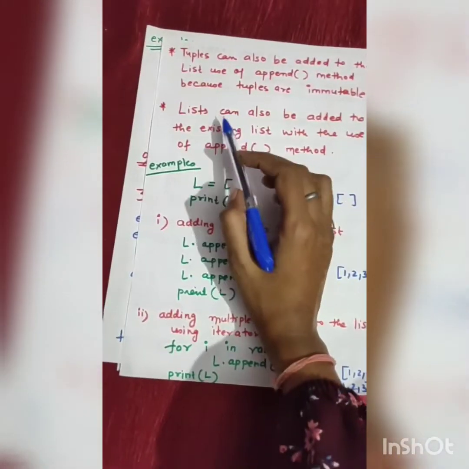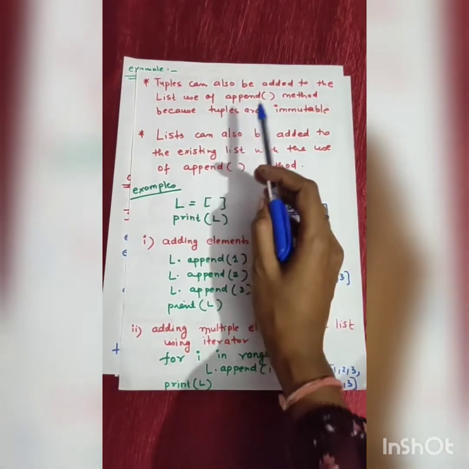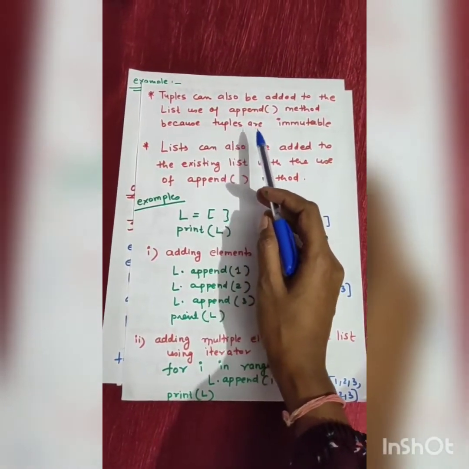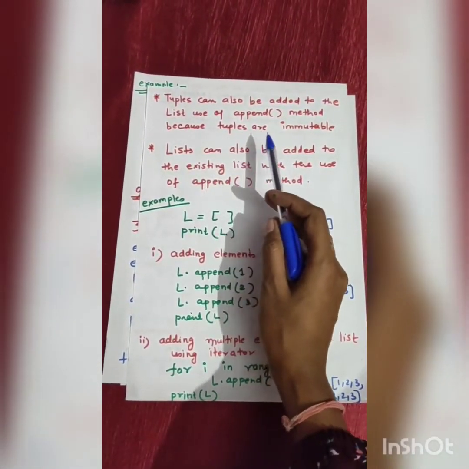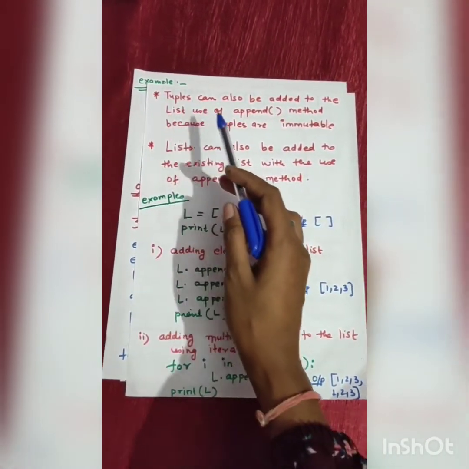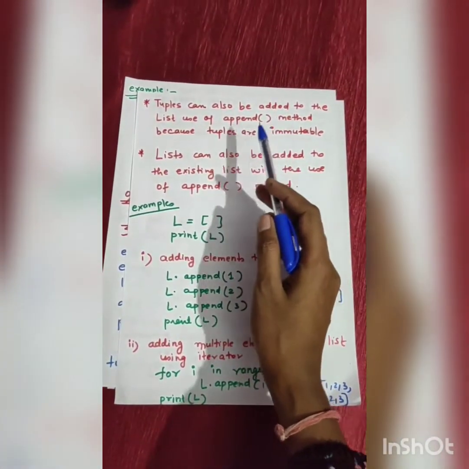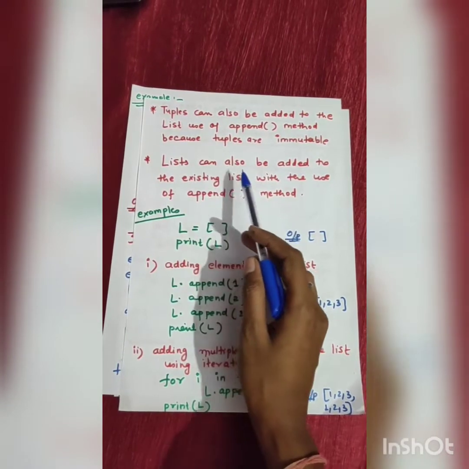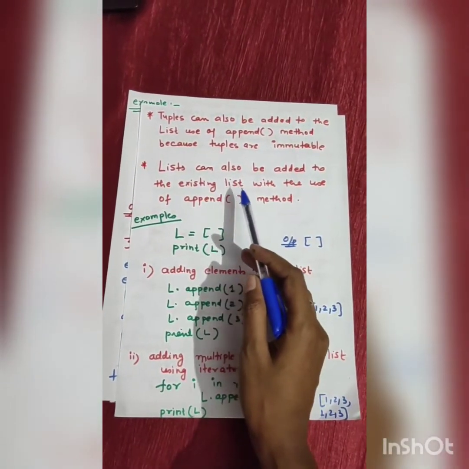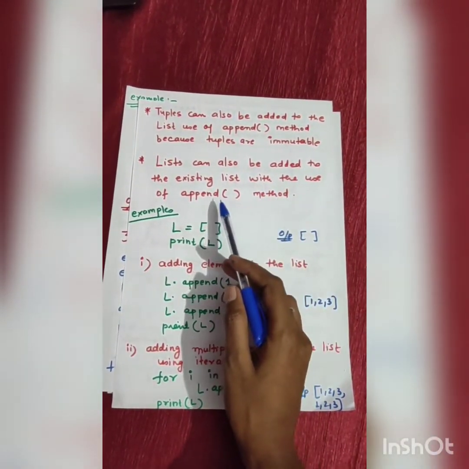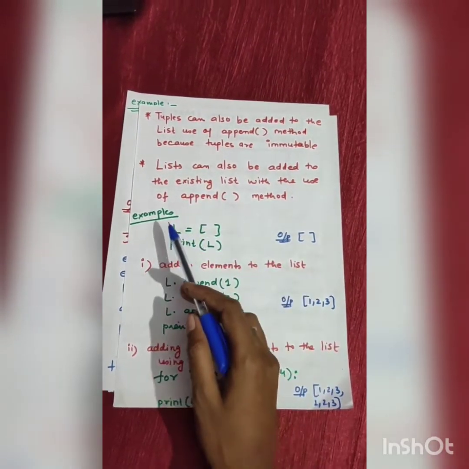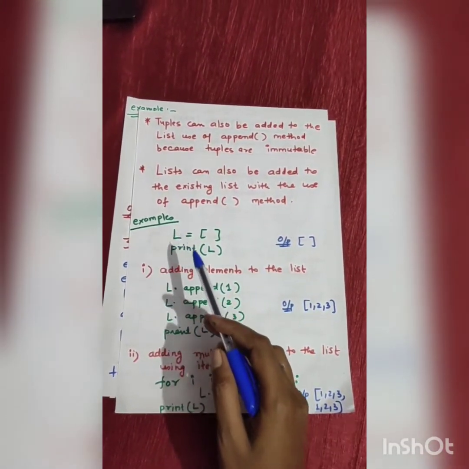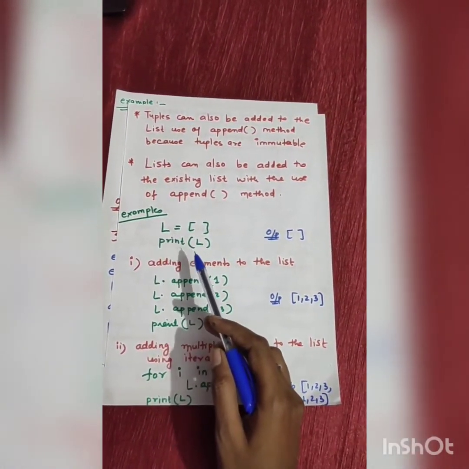Tuples can also be added to the list by using the append method, because tuples are immutable. The discussion of tuples we will cover in further videos. A list can also be added to the existing list with the use of this append method. Now I am going to give you some examples related to the append method.